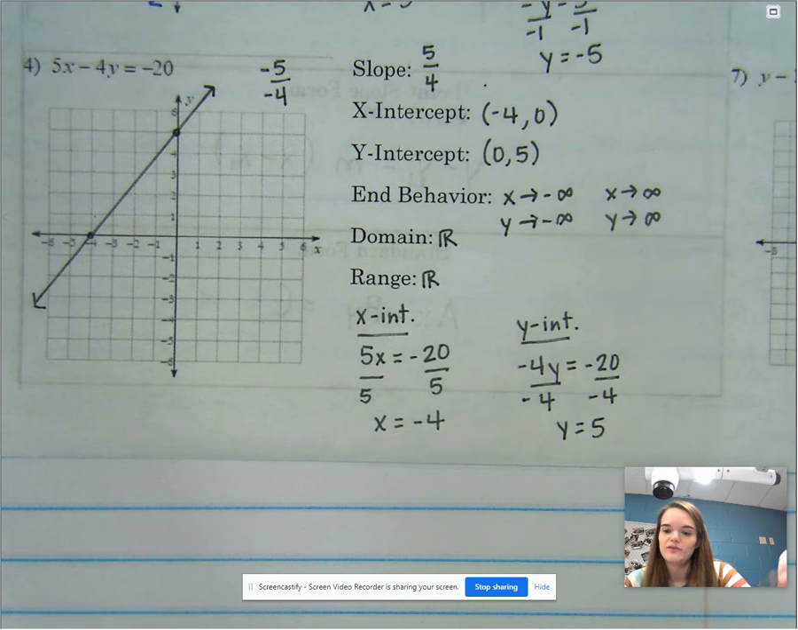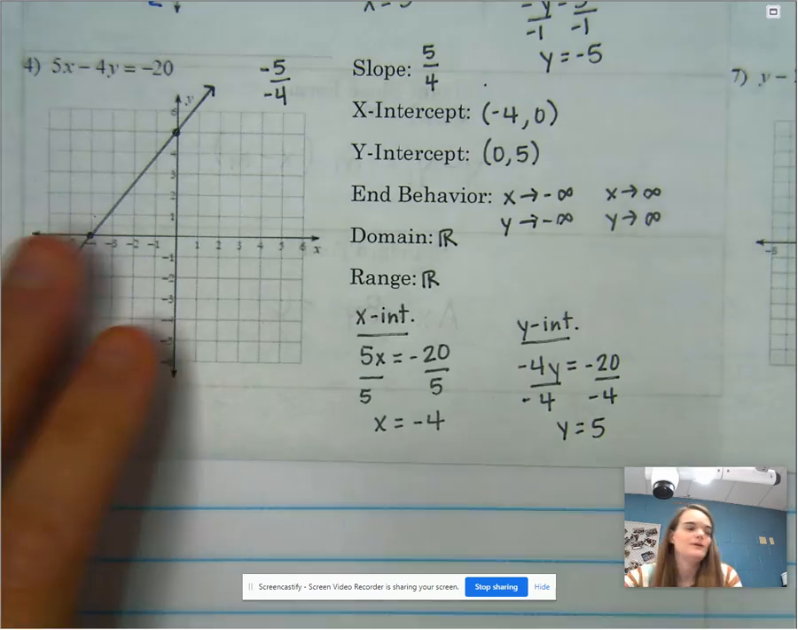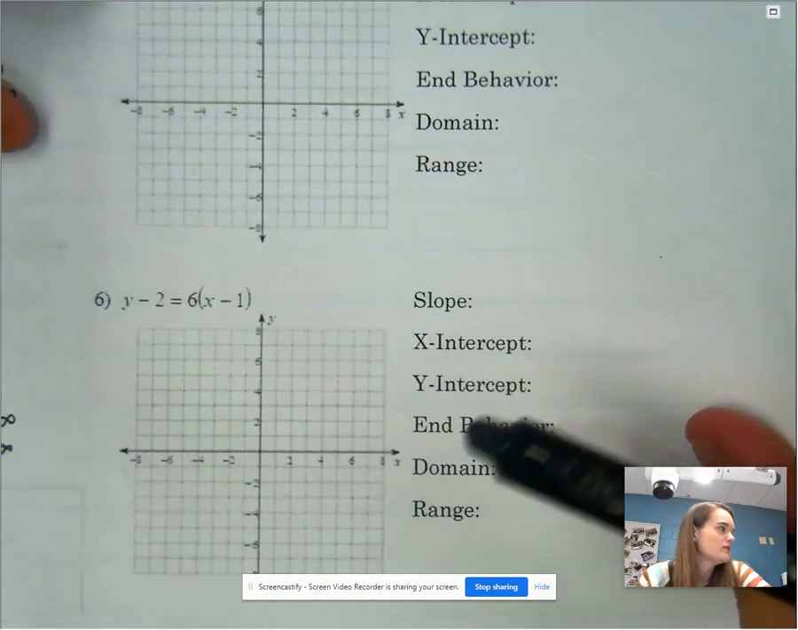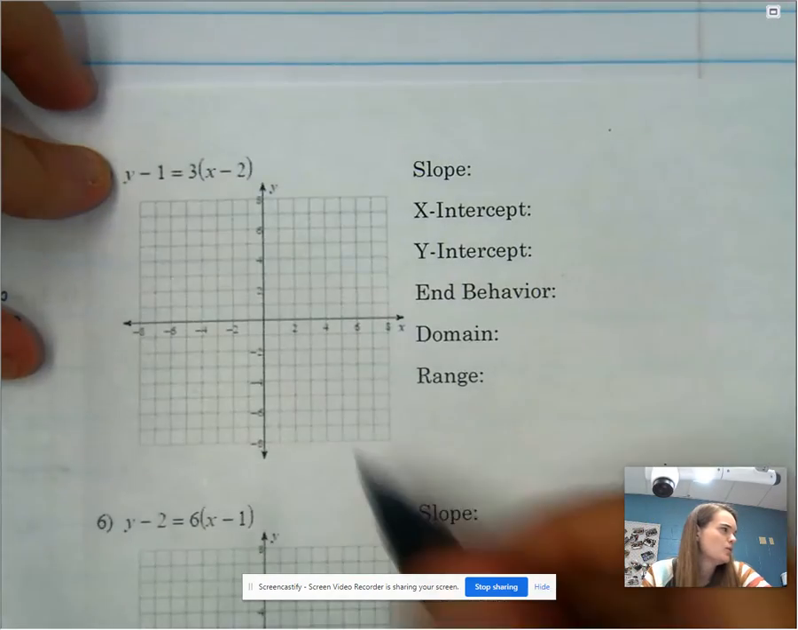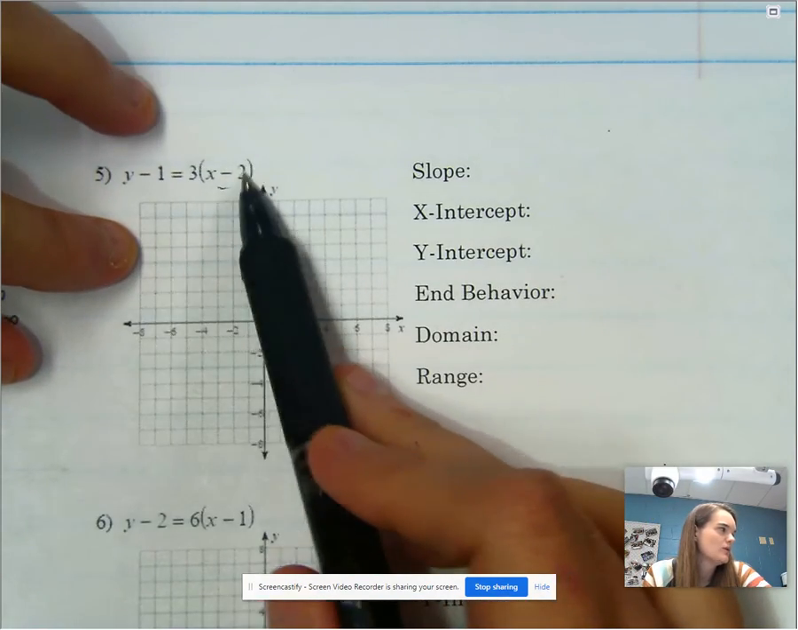All right, we're going to do 5, 6, and 7. 5, 6, and 7 are point slope form. I could not think of the word point slope form. What that means is I have a point x1, y1 given to me, and it's given to me right here.